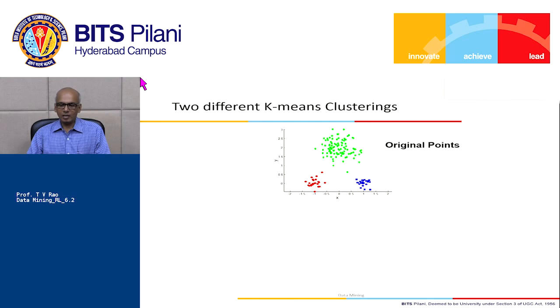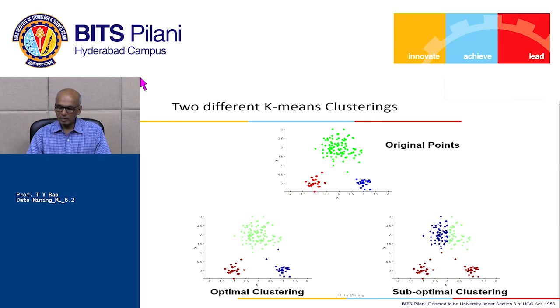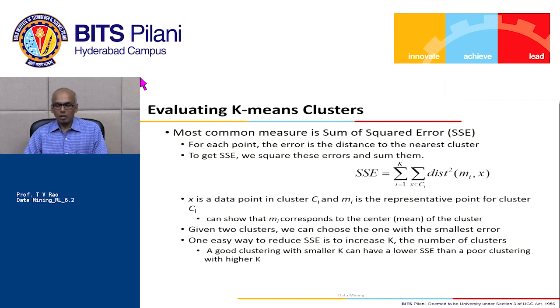If we take these as the original points and we want to do k-means clustering, we may arrive at what looks like a natural division. This is an optimal clustering that we arrived at, and we may also arrive at a suboptimal clustering, and we are going to see briefly how we may end up with a suboptimal clustering in some situations.